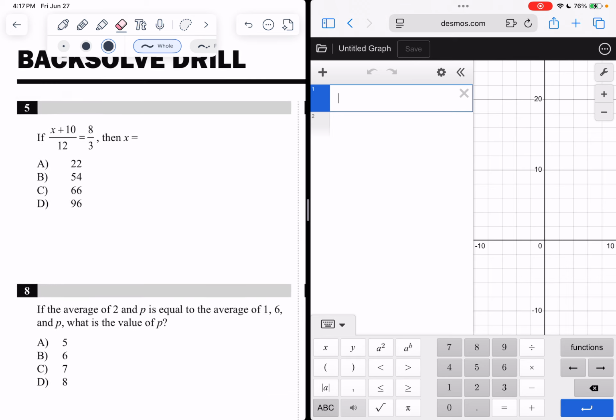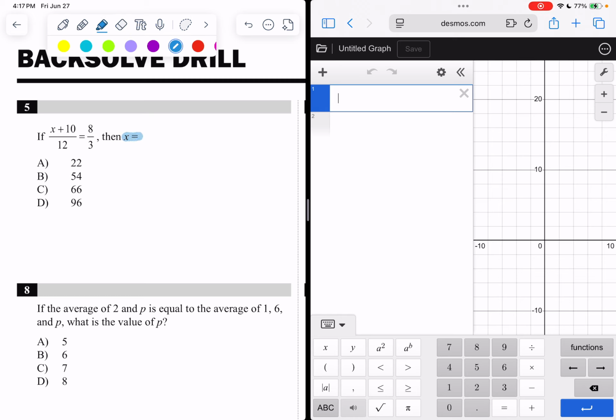So our first question says, if x plus 10 over 12 equals 8 over 3, then x equals... so we're solving for x, which means the answer choices represent x. X is either 22, 54, 66, or 96. So let's start in the middle. I'll start with 54 here. We could have started with 66 as well.